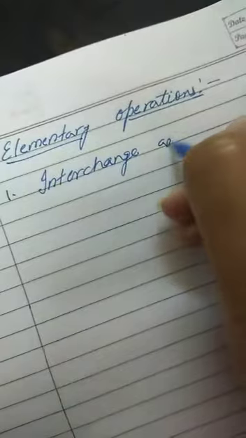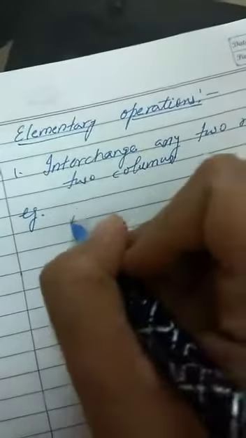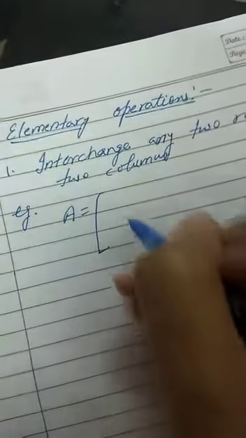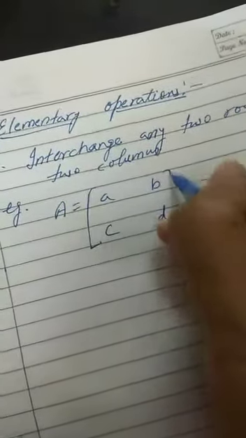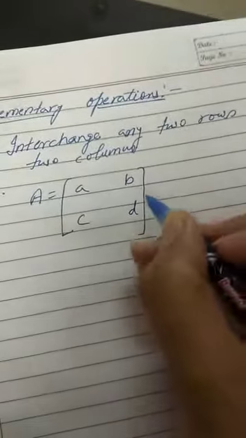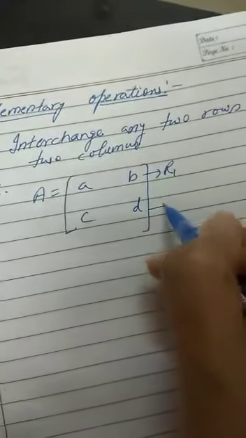We can interchange any two rows or any two columns. Right? If I take one simple example, for example, this matrix A is there. It is A, B, C and D, right? I want to change now. This is R1 and this is R2.